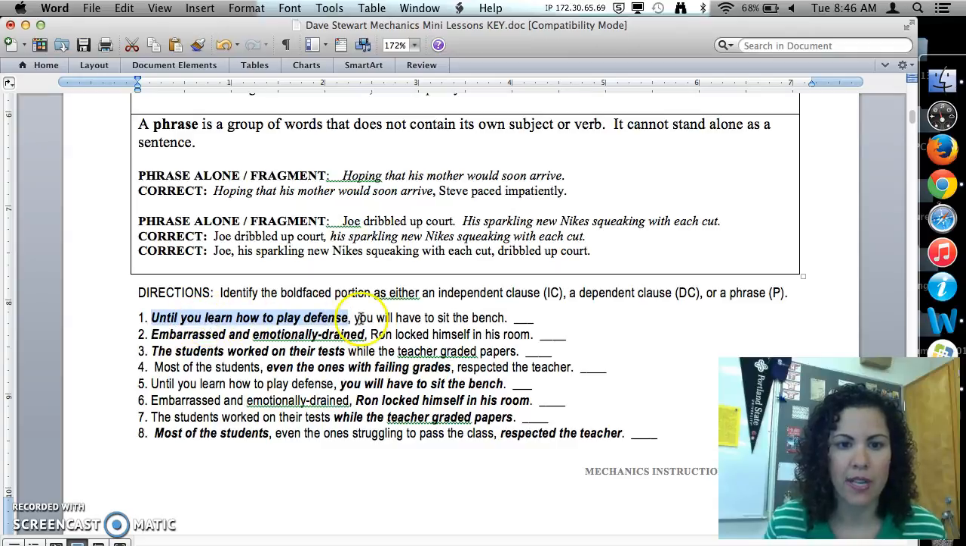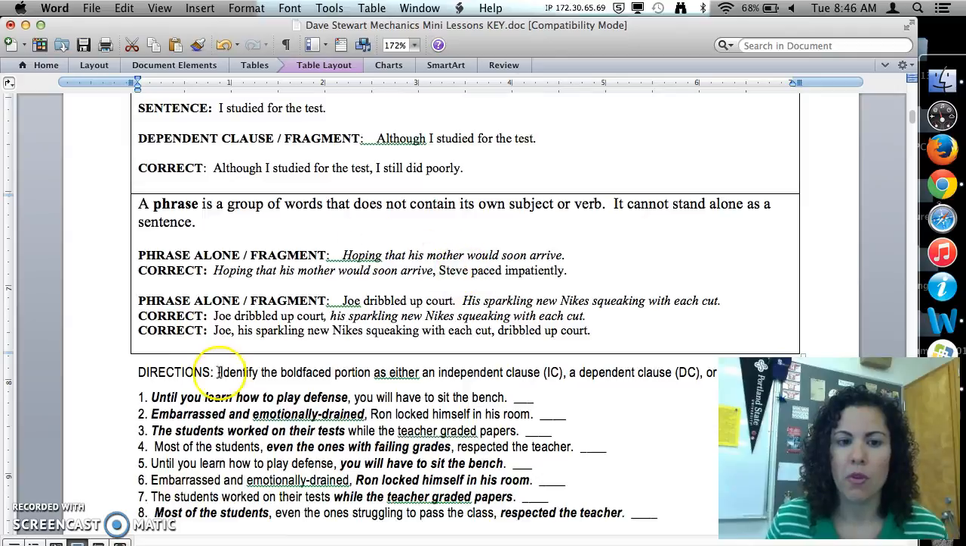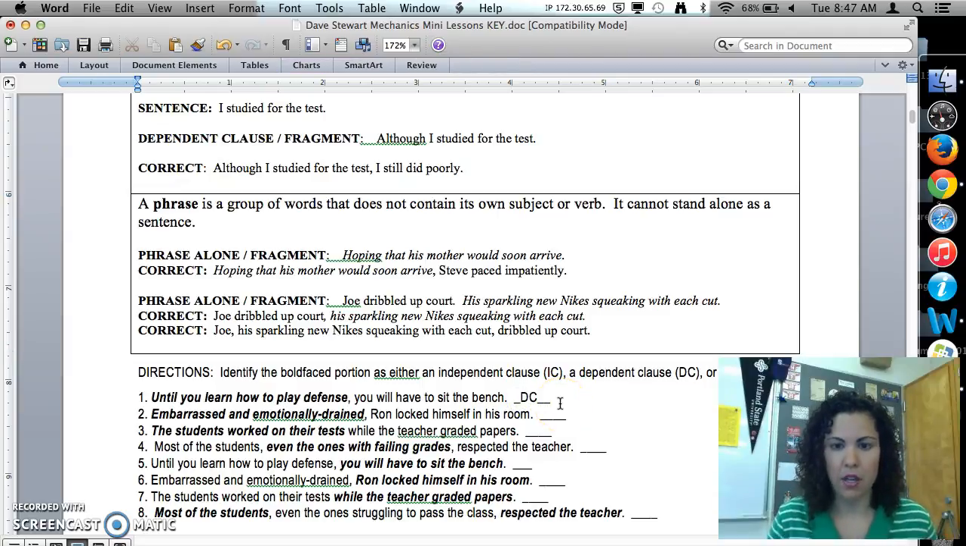Until you learn to play defense, I have a subject and a verb, you learn, but I have until. And if I look up here, I know until is one of my AWUBIS words. So when I have an AWUBIS word and a subject and a verb, I know it is a dependent clause. So I put dependent clause.